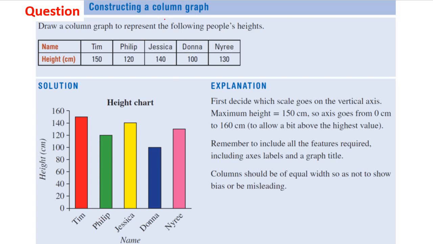So basically here you have to construct a column graph given this data. There are 5 people's heights basically. So we are talking about heights of 5 people. This is what you have.